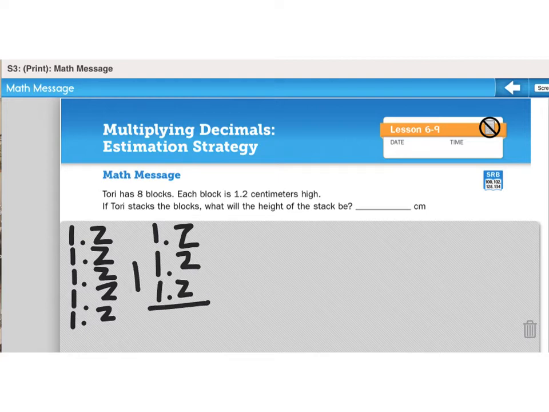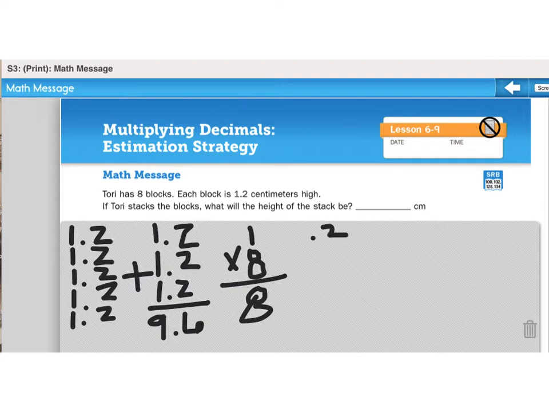So when we'd add those all together, it would look something like this, except it would all be in a straight column, and you would get 9 6/10. The other method that you could have tried is to multiply the whole number part of the decimal, which was 1, times 8, which would give you 8. And then you could add 0.2 8 times.